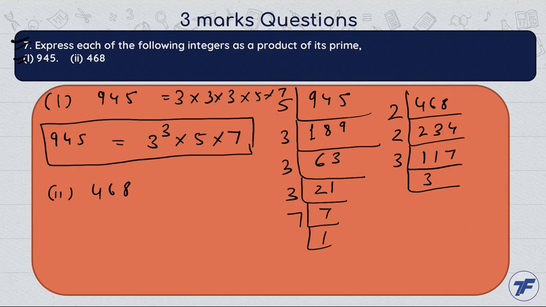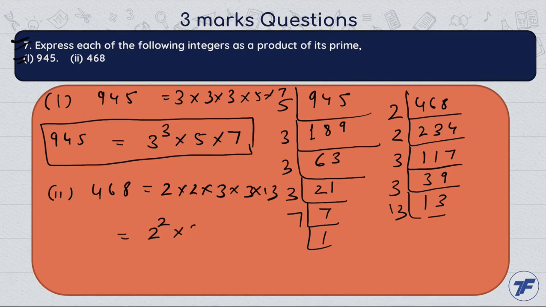3 3 ja 9, 9 3 ja 27. 3 1 ja 1 and 3 3 ja 9 is 13. Here 2 into 2 into 3 into 3 into 13. It also can be written 2 power 2 and 3 power 2 into 13.